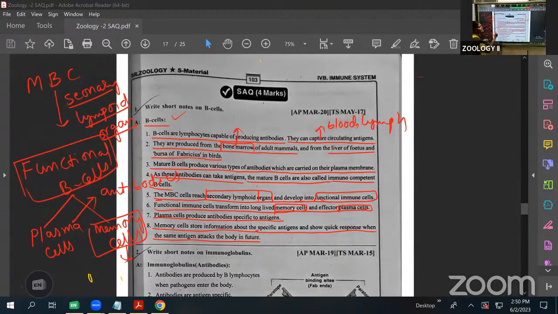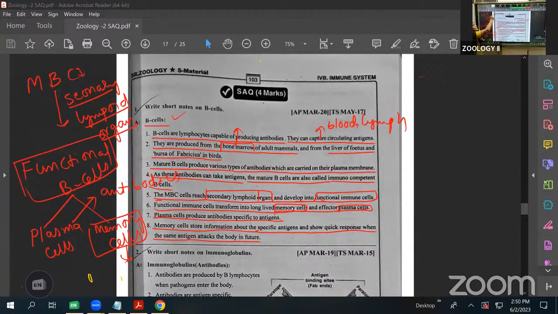The mature B cells are of various types, producing various types of antibodies. They carry them on the plasma membrane, and these antibodies attack the antigens. The mature B cells form when the stem cells develop into mature B cells.